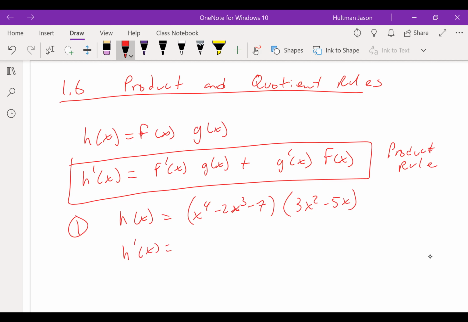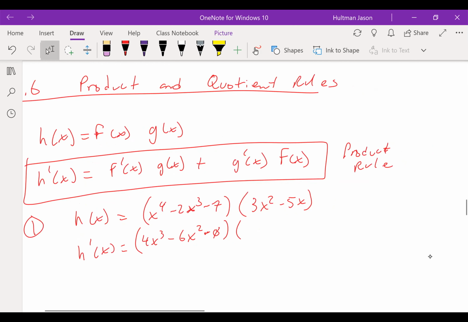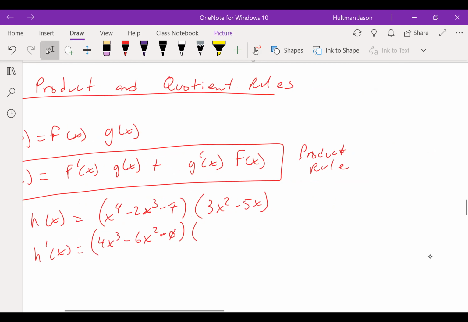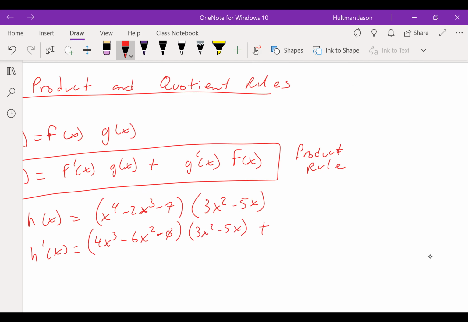Okay, h prime of x is equal to the derivative of the first. That's 4x cubed minus 6x squared plus 0, minus 0, times the second, which is 3x squared minus 5x, plus the derivative of the second now, which is 6x minus 5 times the first, which is x to the fourth minus 2x cubed minus 7.